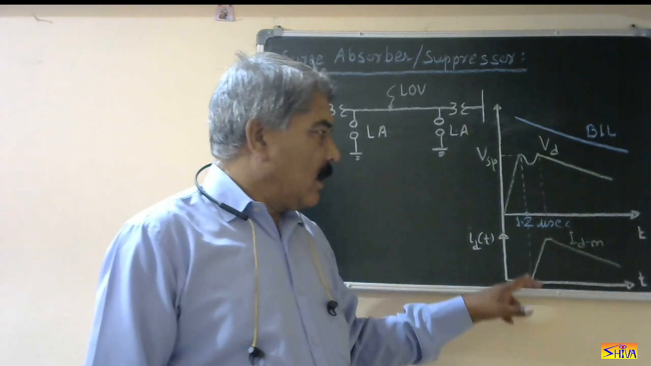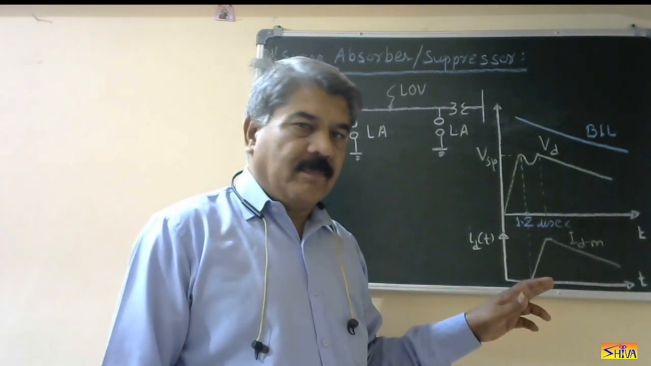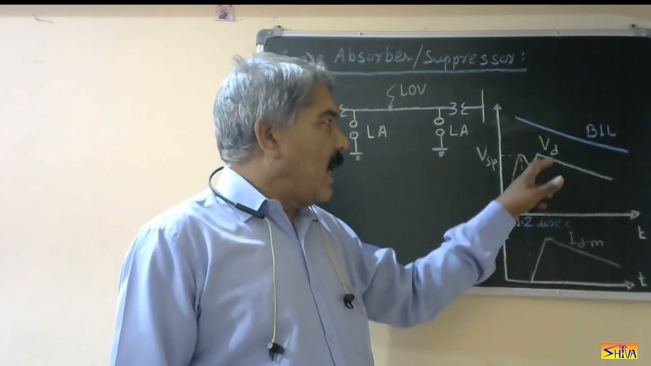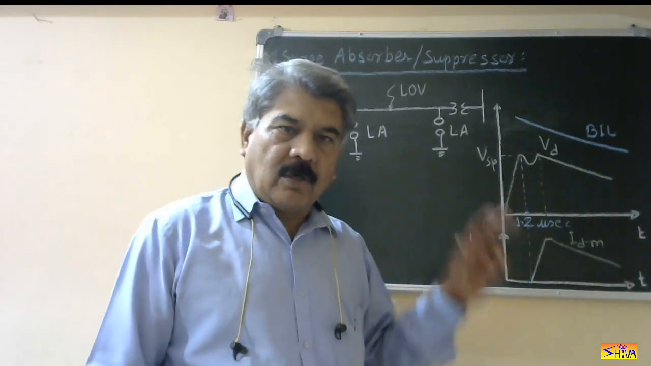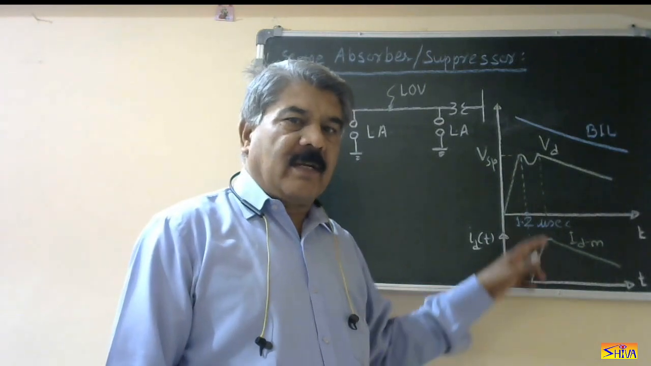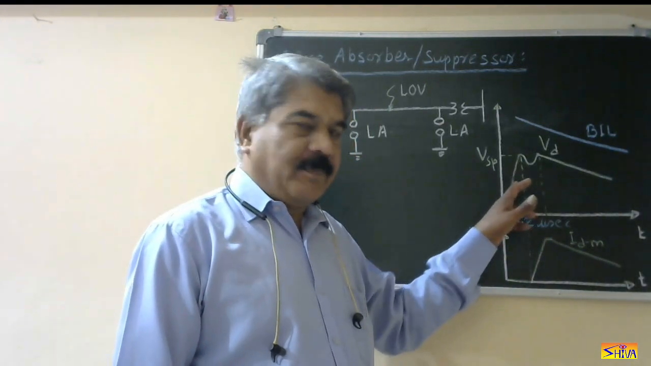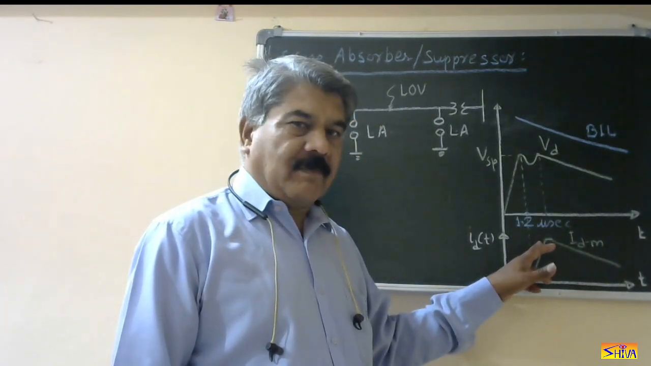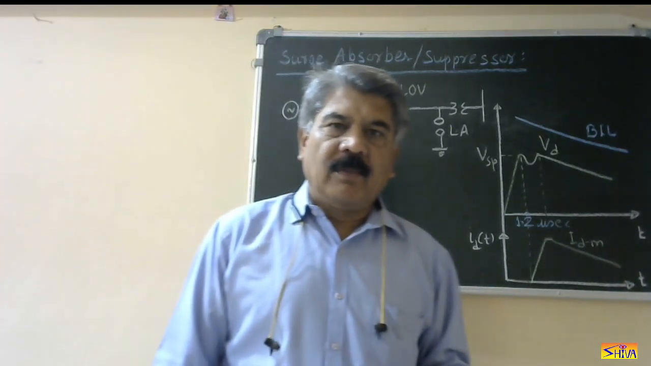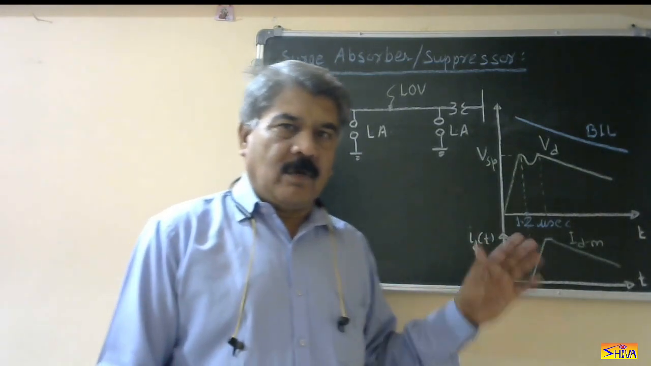But if steepness of this incoming wave is very high, rate of rise of discharge current will be also high, and amplitude of this discharge voltage not only depends on the peak value of discharge current but also rate of rise of discharge current. So if steepness is higher, then rate of rise of discharge current will be more and discharge voltage will be more. So anyhow, we have to reduce the steepness of the lightning over voltage.